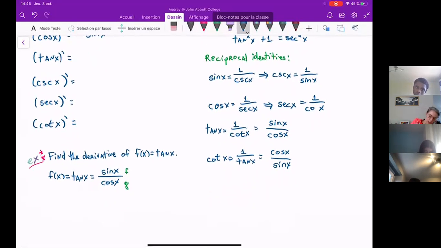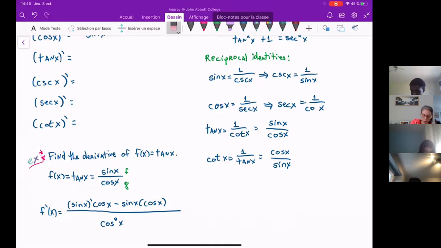So f prime of x is the derivative of the top times the bottom minus the top times the derivative of the bottom, all divided by the bottom squared. I want you guys to notice with trig functions, and we're going to be going back and forth between them, we typically write the power in the middle like that. So in other words, cosine of x squared is equal to cosine squared of x.